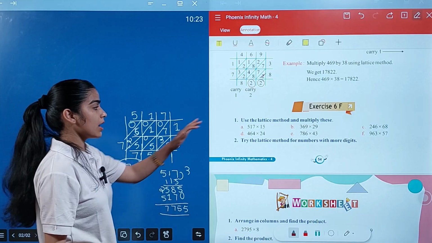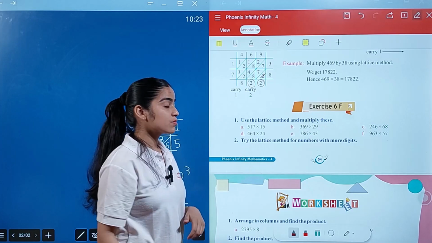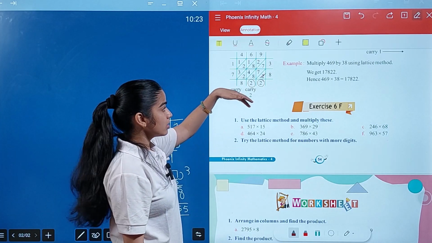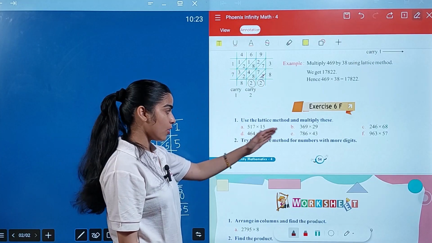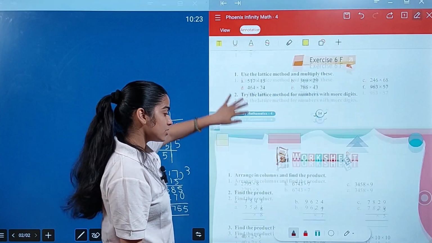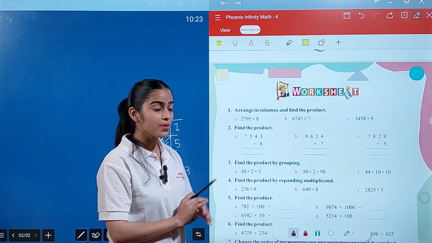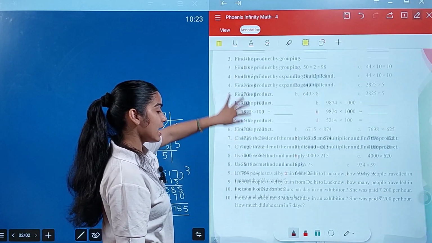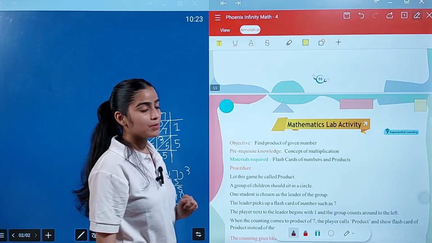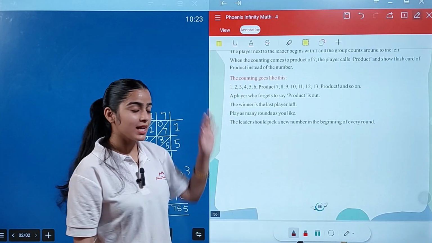In the same way, you have to try the rest of the questions using the lattice method for numbers with more digits. The questions you have in the above section, you can try those calculations with the help of the lattice method. After this, you have your worksheet with a combination of questions from your different exercises, which you have to perform. And after this, you have your mathematics lab activity which you have to perform in your maths lab. After this is the end of your chapter.